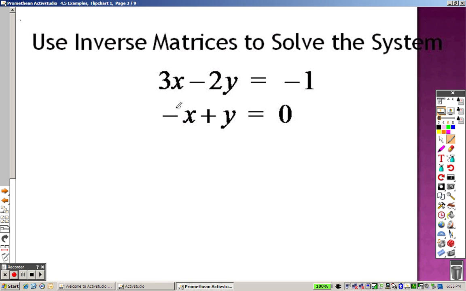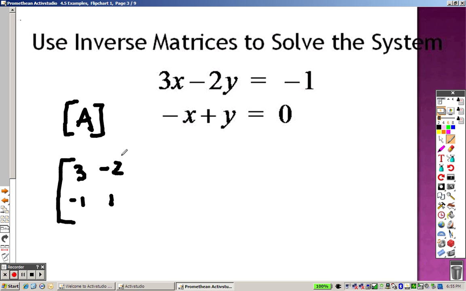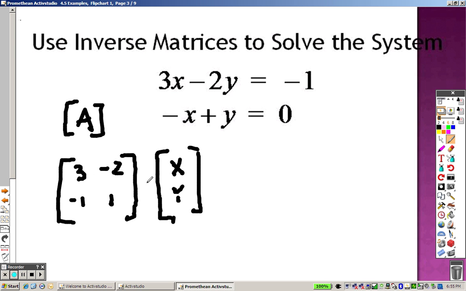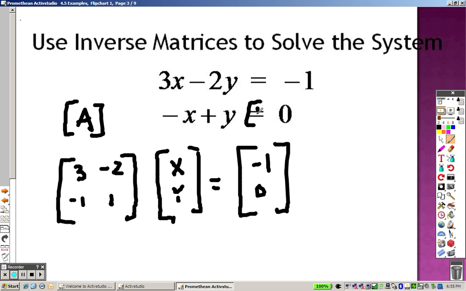So the whole reason behind this is, what we're trying to say is, if you take the first matrix, we're going to call the first matrix A. So the first matrix is 3, negative 2, negative 1, and 1. So if I take matrix A, here's a matrix, x, y. And here's why it works. Row by column, 3x minus 2y, negative x plus y, equals your answers. And this matrix we'll call matrix B.